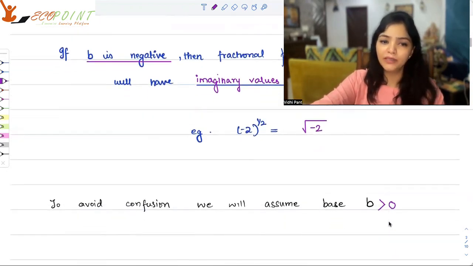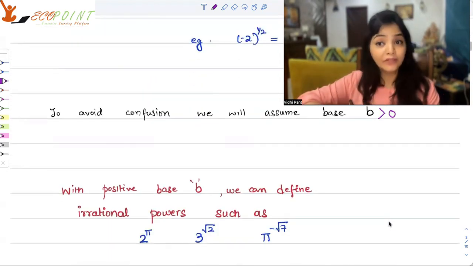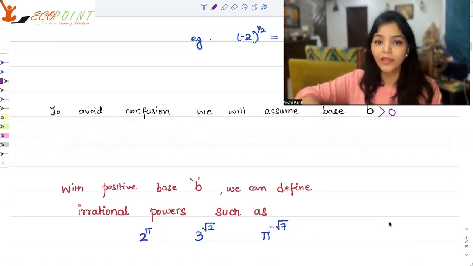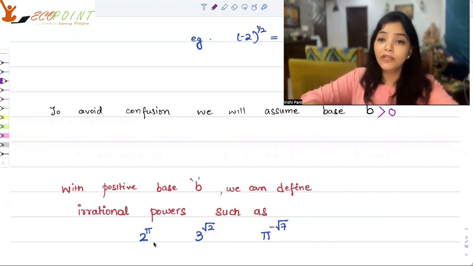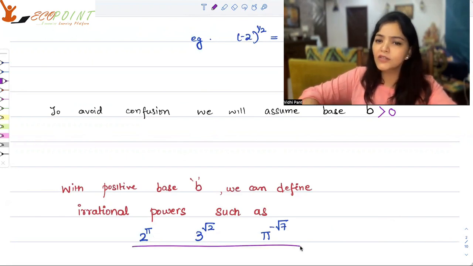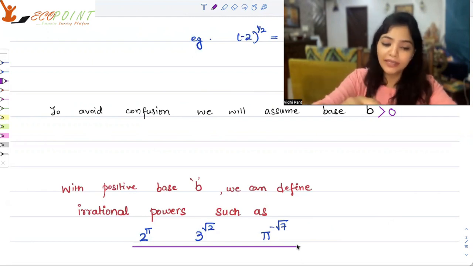With positive base, we can even define powers in terms of irrational numbers. So, for example, 2 to the power pi, 3 to the power root 2, pi to the power root 7. So minus root 7 or root 7. So we have irrational numbers in the powers, if you see here, right? These are just certain examples. You can define them.